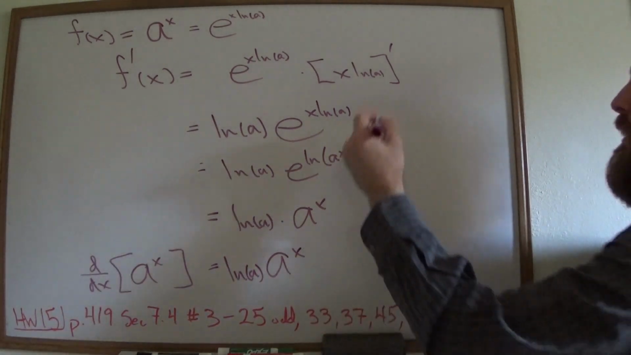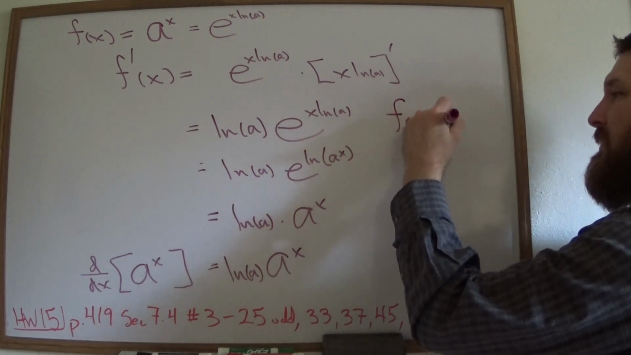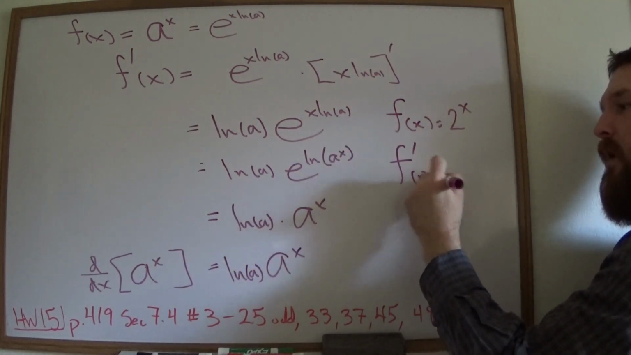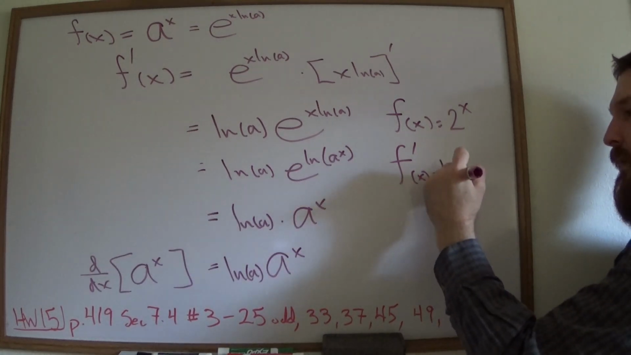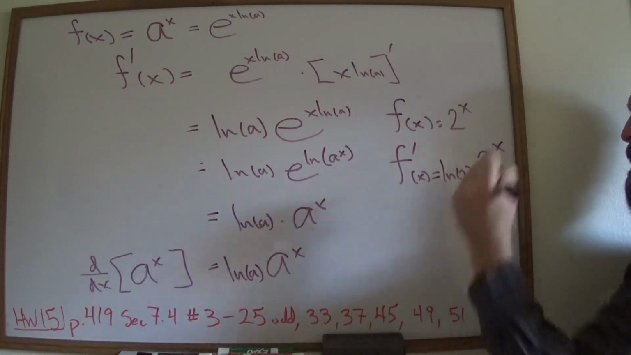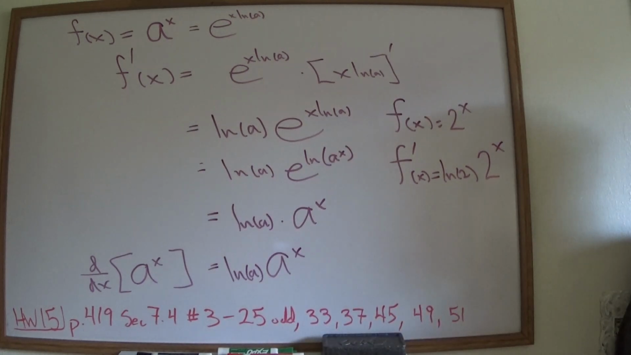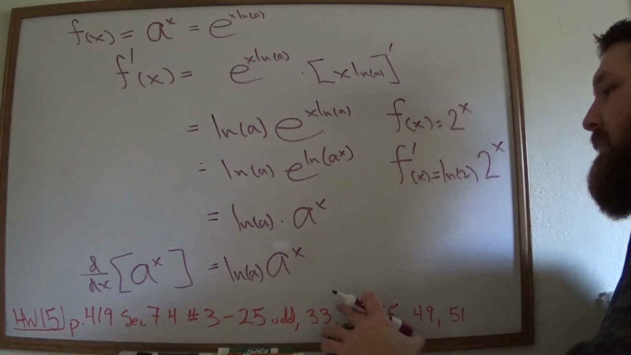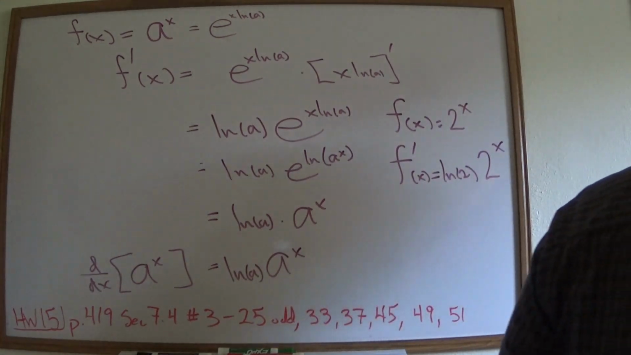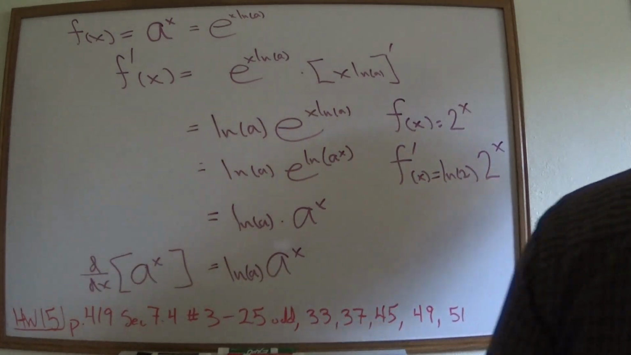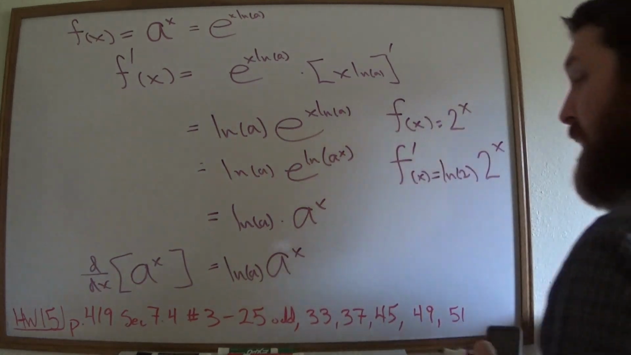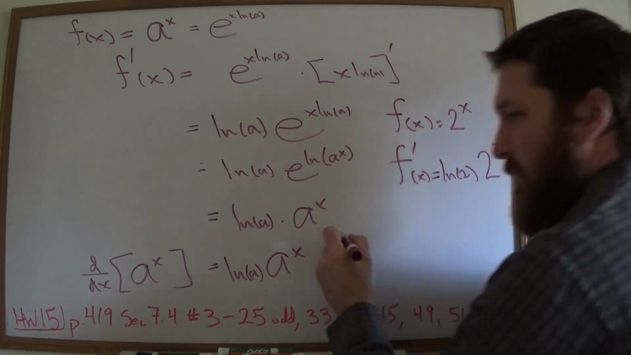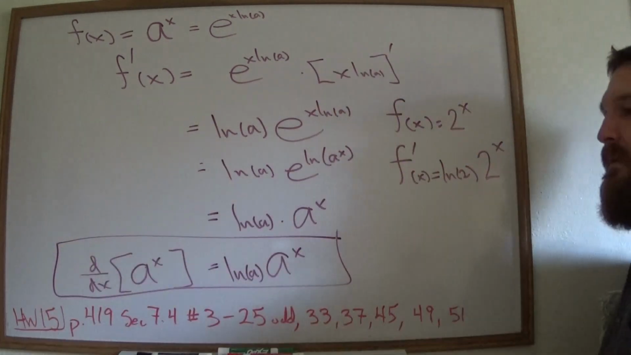So if f of x equals 2 to the x, f prime of x would be what? Log of 2 times 2 to the x. There you go. So that's nifty. There's another way of doing this. Do I want to talk about it now, or do I want to talk about it later? No, we're going to do it later. So there you go. There it is. I'm going to box it. That's a nifty one to remember.